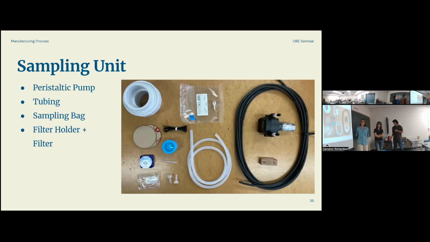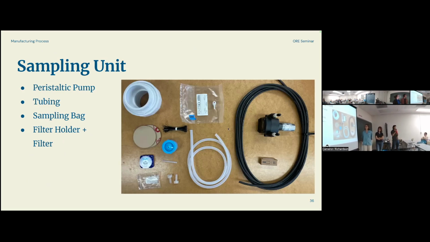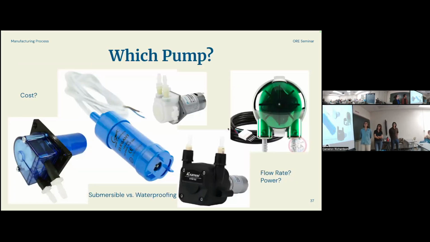Getting into the sampling unit. The sampling unit consists of a couple of major components like our pump, our sampling bag, and some minor components like zip ties and wrap connections. Some of these components were provided to us by our collaborators, and some of these components were picked by us through a rigorous process that we get into next.